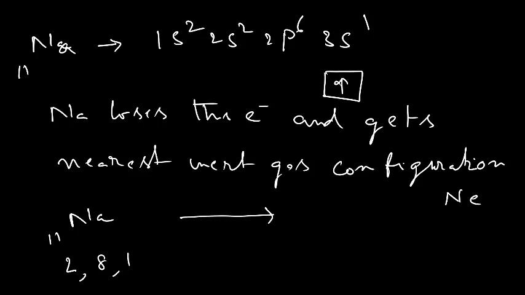Therefore, it loses its 1 electron and becomes Na+. Sodium has 11 electrons and 11 protons. Since it loses 1 electron, it gets a positive charge. Therefore, this is a sodium cation. Its configuration is 2,8.